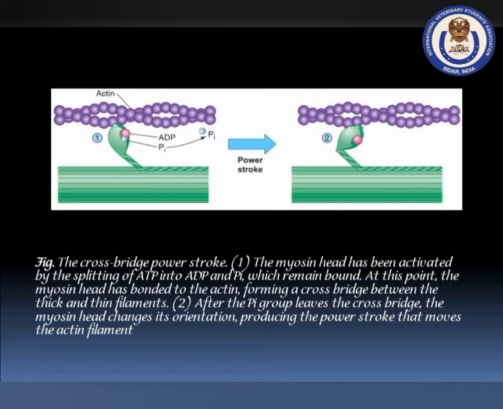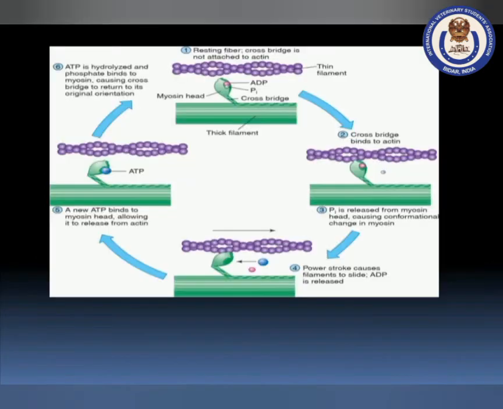In the first diagram, the myosin head has been activated by the splitting of ATP into ADP and phosphate, which remain bound. At this point, the myosin head has bonded to the actin, forming a cross bridge between the thick and thin filaments. After the phosphate group leaves the cross bridge, the myosin head changes its orientation, producing the power stroke that moves the actin filament. In this diagram, the first resting fiber cross bridge is not attached to the actin. In the second, after using the ATP, the cross bridge binds to the actin. The cross bridge is formed.